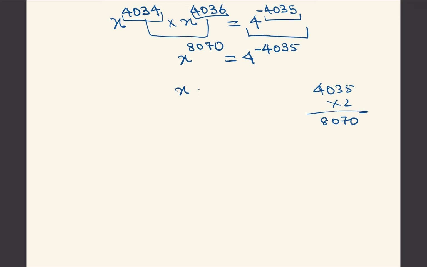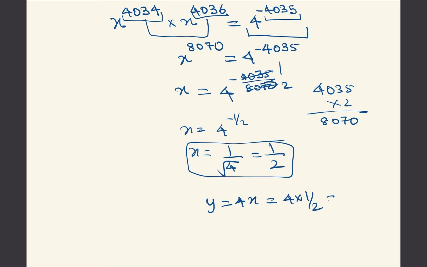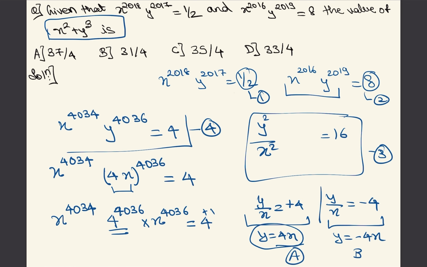If we take this, x becomes 4 raised to 4035 divided by 8070, which is 1s and 2s. X becomes 4 to the power minus 1 by 2. X becomes 1 by 4 root, which is equal to 1 by 2. If x is 1 by 2, y was 4 times x, which gives me 4 into 1 by 2, which is basically 2.